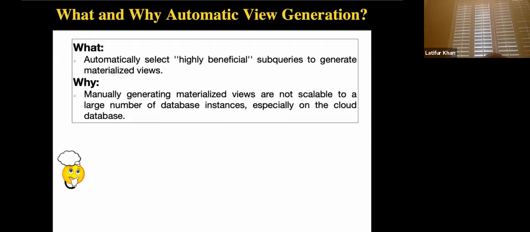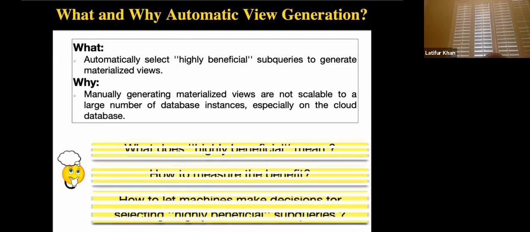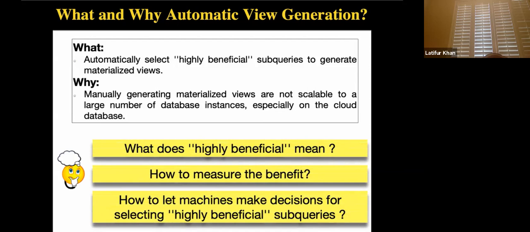So our goal is to automatically select highly beneficial subqueries to generate materialized views. The reason is that manually generating materialized views is not scalable to a large number of database instances, especially on the cloud database. Thus, we need to think about 3 new questions. The first is what does highly beneficial mean? The second is how to measure the benefit. And the last is how to let machines make decisions for selecting highly beneficial subqueries. We will give our answers in this paper.